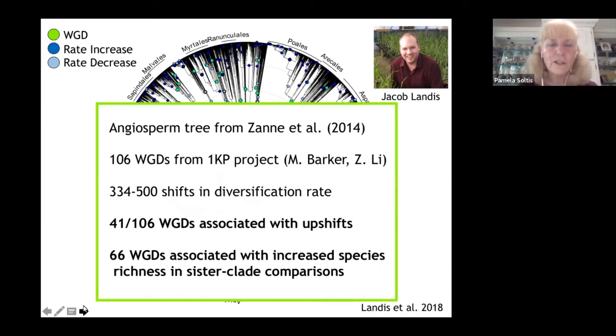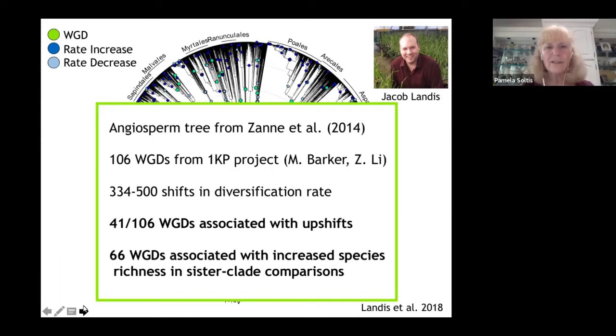So we used a phylogeny of about 30,000 angiosperms that had been published previously, and we were able to plot about 100 whole genome duplications thanks to the work of Mike Barker and his lab, particularly Zhang Li. And we identified a number of shifts in diversification rate. And we found, though, that only about 40% of these whole genome duplications were actually associated with upshifts in diversification. But about 2/3 were associated with increased species richness in sister clade comparisons.